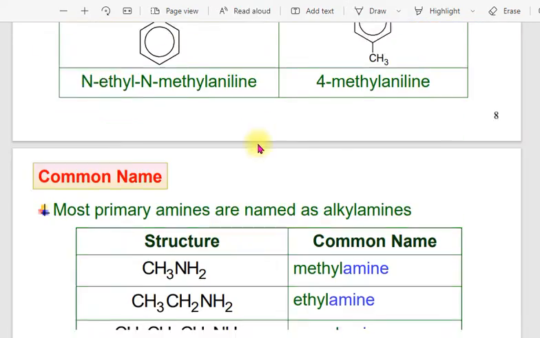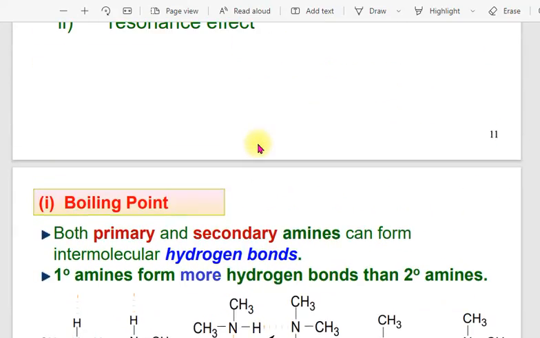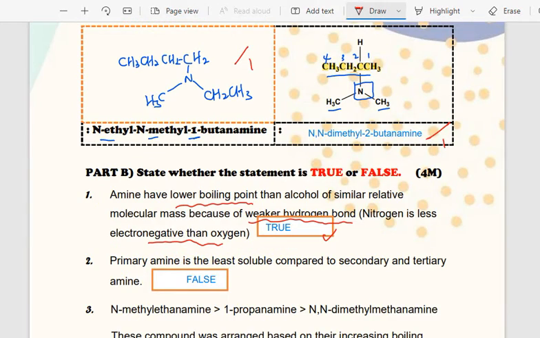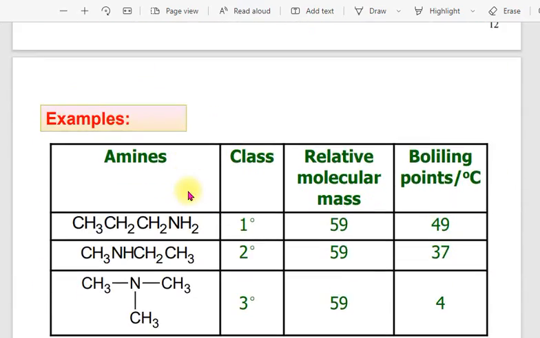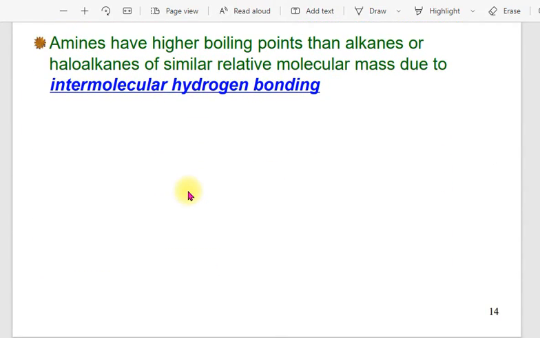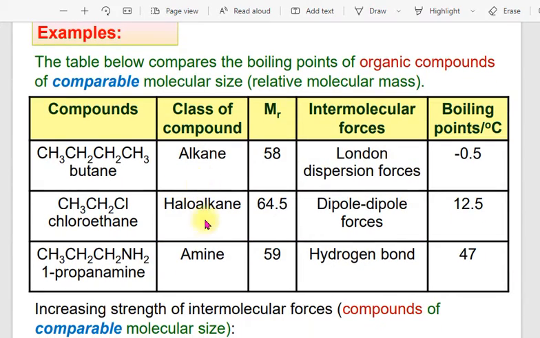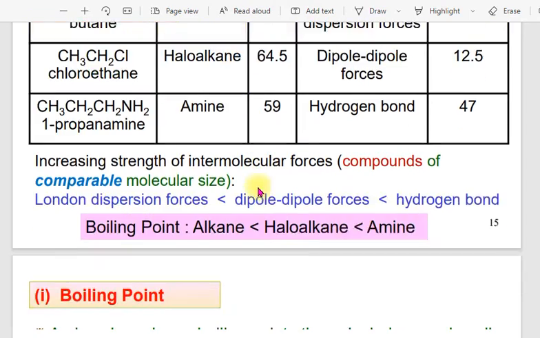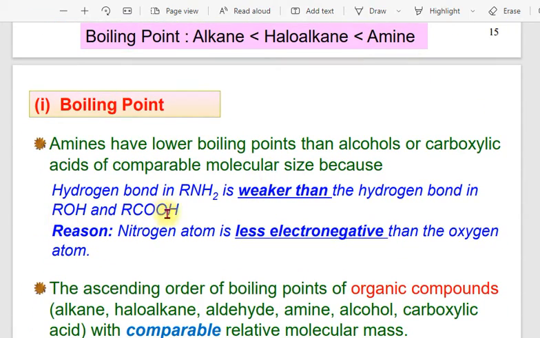If you're not sure, you can check your lecture notes. This one is about boiling point, but it compares different compounds. Let's check alkene, haloalkene, amine. Because amine has hydrogen bond, it has a higher boiling point compared to haloalkene and alkene. But if you compare with alcohol and carboxylic acid, amine is weaker. The hydrogen bond of amine is weaker than the hydrogen bond in alcohol and carboxylic acid because it is less electronegative.